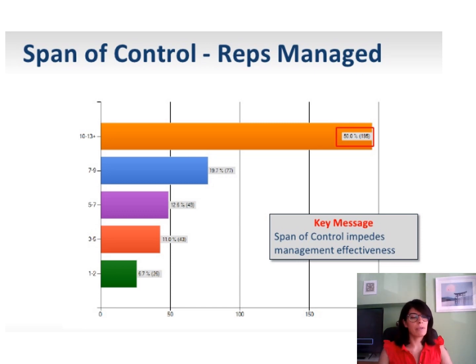Next, the VP of Sales looked at the span of control. So how many salespeople do each of the managers lead? And in a team of 10 to 13, that was a lot of administrative responsibility, which meant they were not able to be as effective with large teams as they could be with small teams.